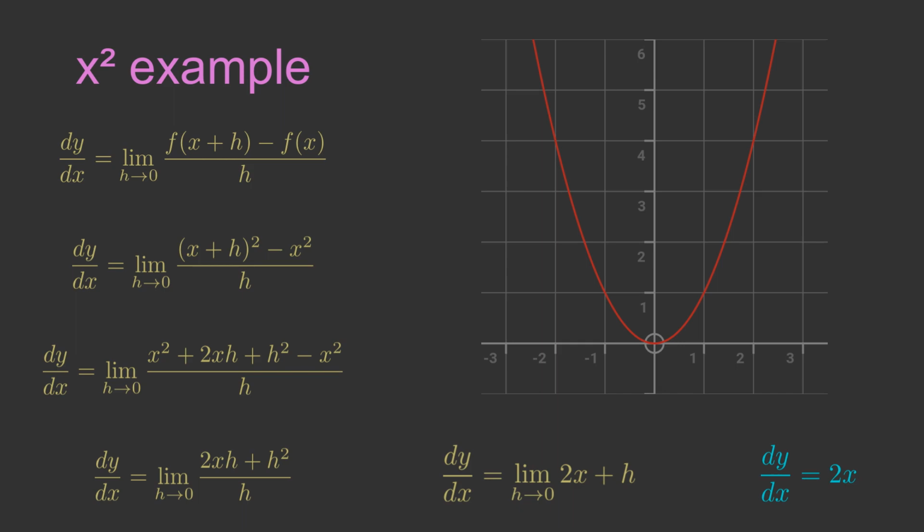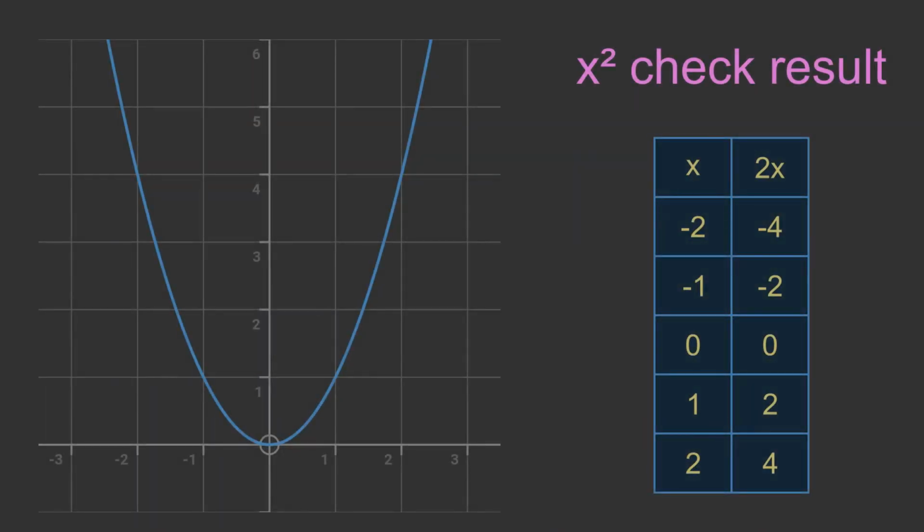Now the equation no longer depends on h. It tells us the exact slope of the curve as a function of x. So at any point on the x squared curve, the slope is equal to 2x. Here is a table showing the slope of the curve for various values of x, using the formula 2x for the slope.